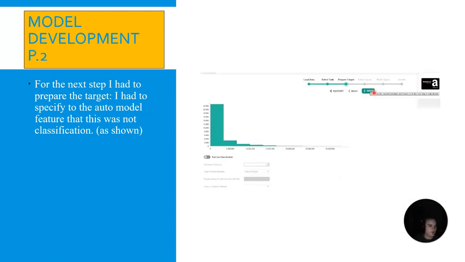So this is model development, part two, and this is preparing your target. Basically, I had to tell the Auto Model feature that this is not a classification issue, and I had to make sure to tell it that this is not binomial. So let's move on to selecting the inputs.